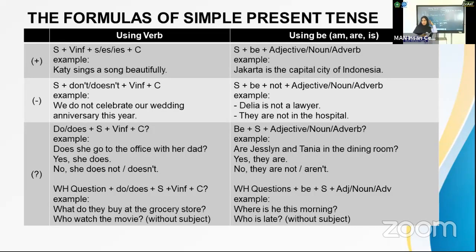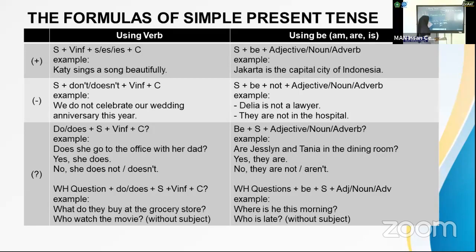And then if I change the subject into we. So, how it would be? Do we go to the office with our dad, for example ya. Jadi tinggal mainkan ini aja, tinggal ganti-ganti subjeknya asal kalian tahu polanya ya. As long as you know about the formulas, about the patterns, yeah. I think you will pass. You will pass simple present tense as well, okay?